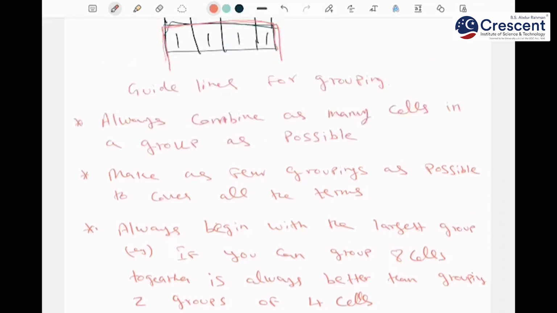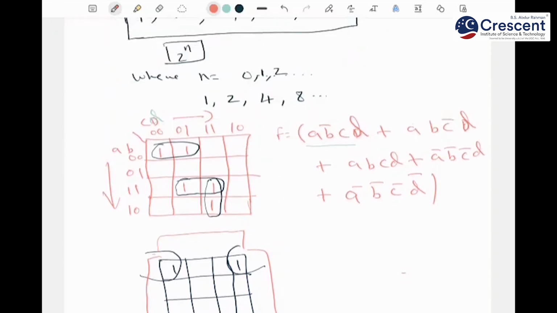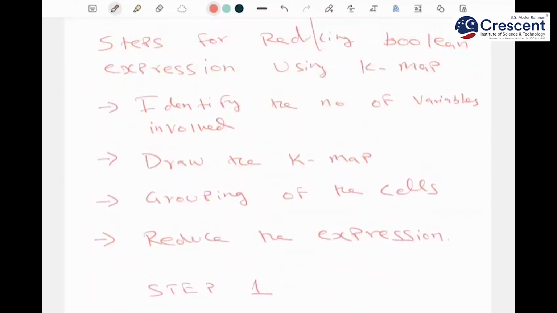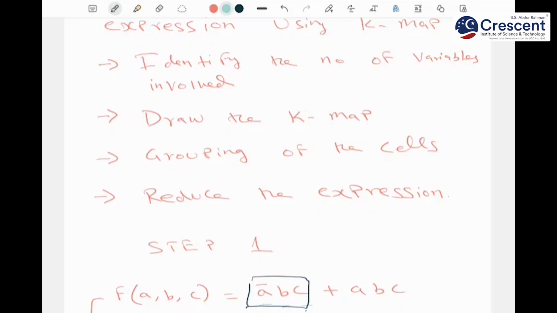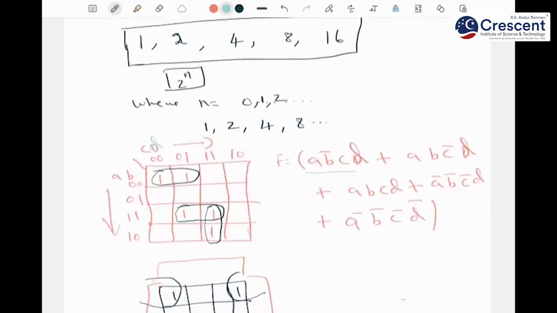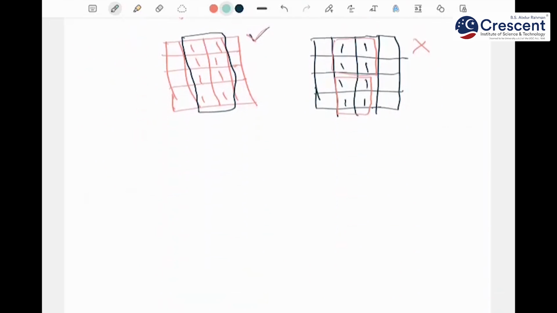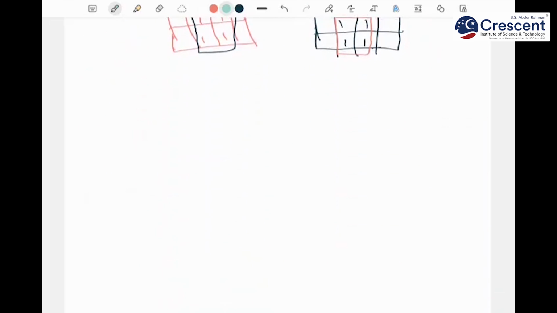Now grouping is over. What is the next step, as we have discussed? What are all the steps we have completed till now? We first identified the number of variables. Now you know how to identify the number of variables involved. Next, you know how to draw the K-map. Next, we have seen the rules for grouping the cells. Now we have to get into reducing the expression. Let us take any one problem as an example, and then we'll be solving it. Okay, so let us take one example.